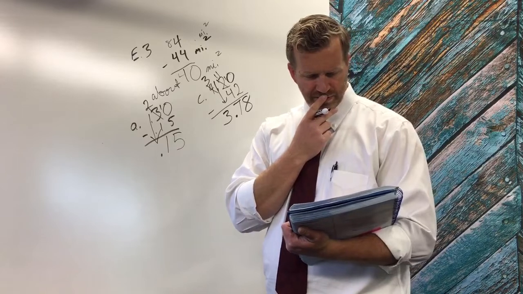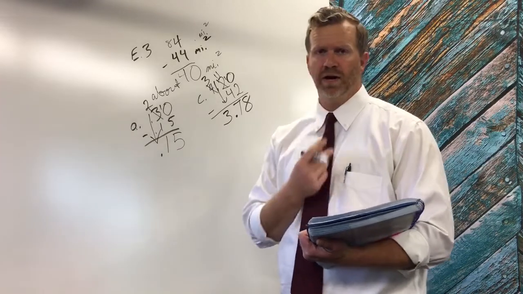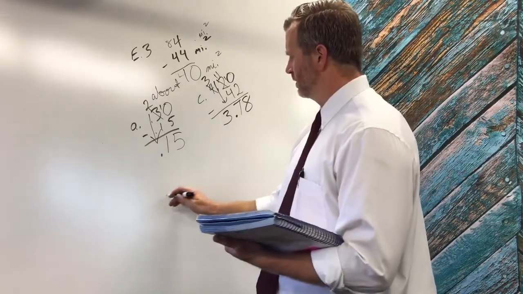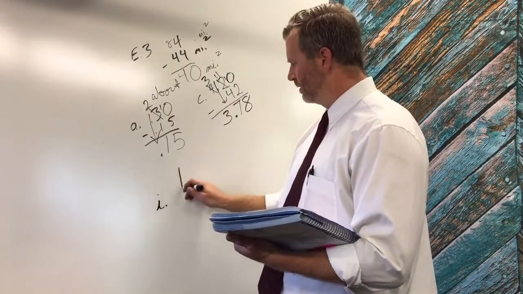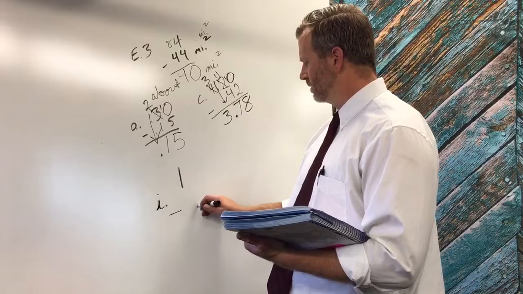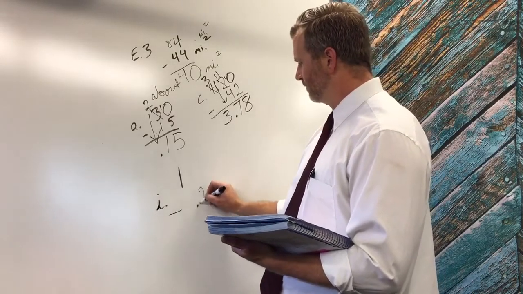Let's jump to, let's do I. I looks pretty tricky. So if we look at I, we have 1 minus 0.25.